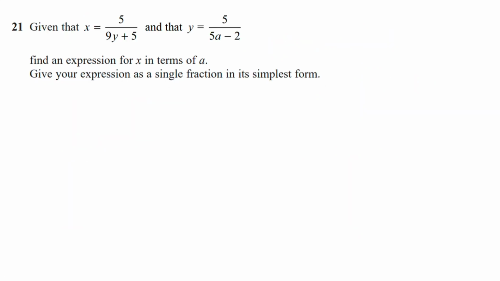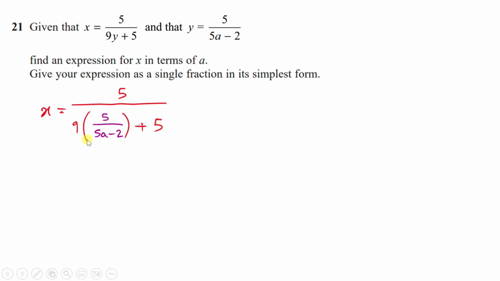So moving on, 21. Given that x equals all of that, and then y equals something similar, find an expression for x in terms of a. Give your expression as a single fraction in its simplest form. Okay, cool. So they want you to basically substitute all of this into that one, so you can have a fraction and a fraction. So that's how it's going to look. What I'll do is I wrote it out like that. I had the x one, 5 over 9 with the y term inside, plus 5.